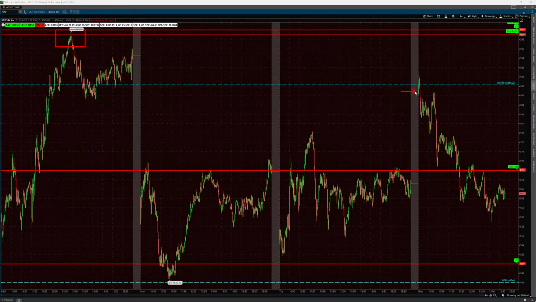And today, this is the cash open today, right here. And note the resistance at the upper daily expected move, and then price continues to trend lower, making a series of lower highs.